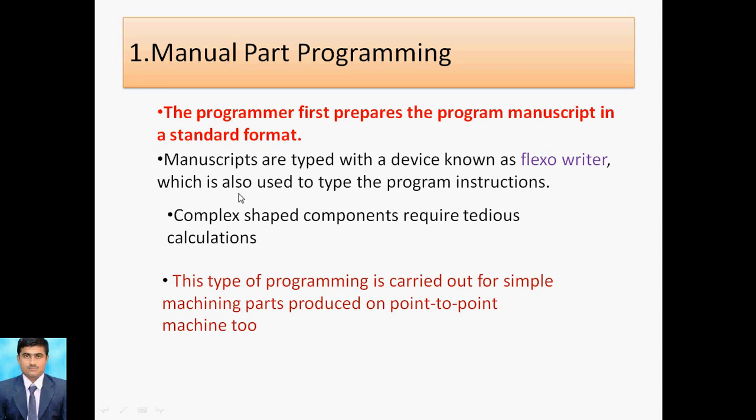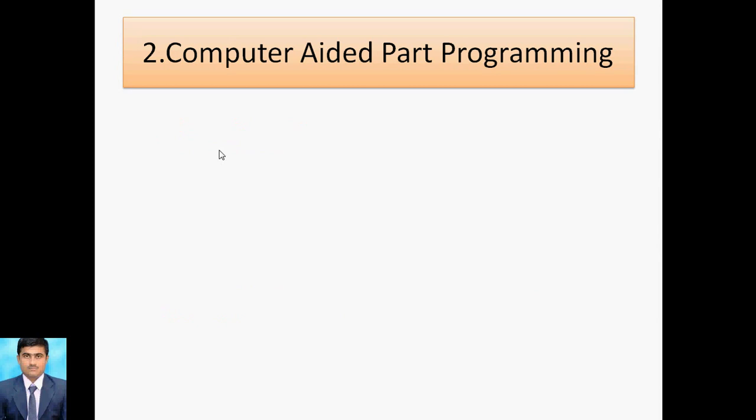So this is a major disadvantage of this manual part program. And if you prepare the simple machine parts produced on the point-to-point machine tool, so this is regarding the manual part programming. Now we move to the second part, that is computer aided part programming.